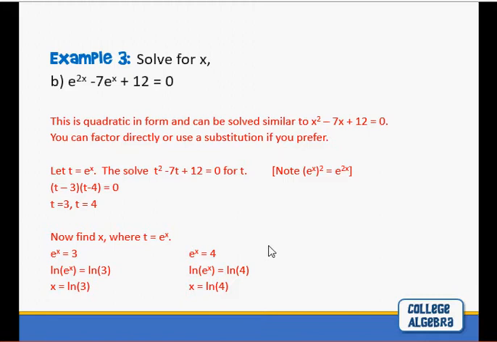Okay. So I can solve these like a quadratic. You could even use the quadratic formula with 1, negative 7, and 12, and you'll get 3 and 4. But each of those are actually e to the x, this term in the middle.